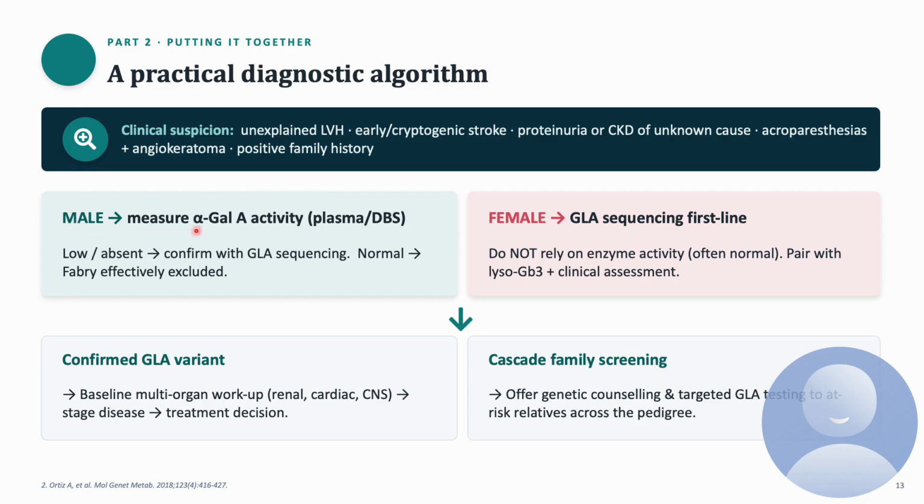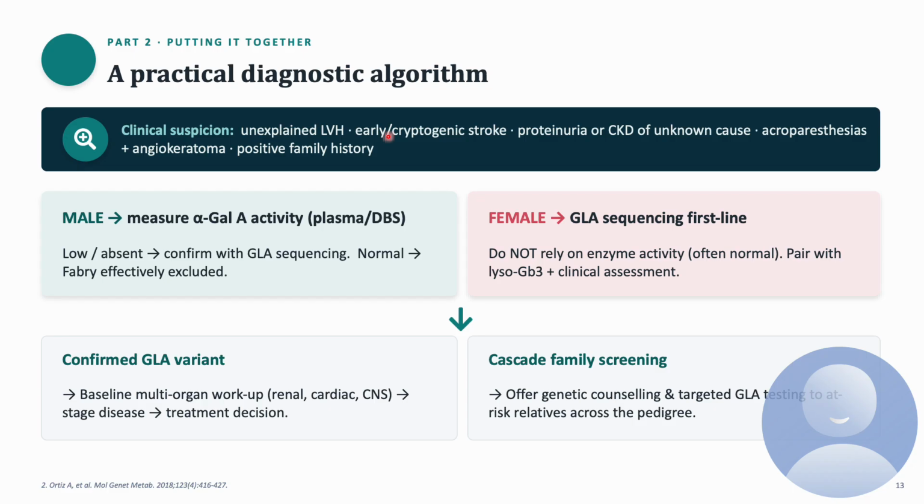Male: measure alpha-Gal A activity in plasma or dry blood spots. If low or absent enzyme activity, you should confirm by GLA sequence. If there is no enzyme activity loss, Fabry disease can be totally excluded. Female: GLA sequence is first line. Do not rely on the enzyme activity, which is often normal. Pair it with lyso-Gb3 and clinical assessment.